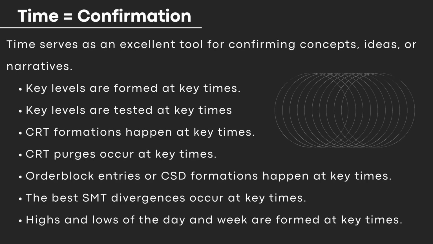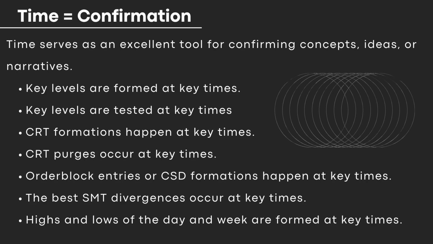Similarly, key levels are tested at key times, right? Just like they're formed at key times, they're also tested at key times. I showed you the example earlier about how this works and why it matters. And just like key levels, CRT formation and both purges occur at key times as well, right? Now we know that CRT are formed on every time frame and all times, right? Now to choose the only correct ones, you have to use time to filter out the lower probability CRT, and you'll end up with the high quality ones only.